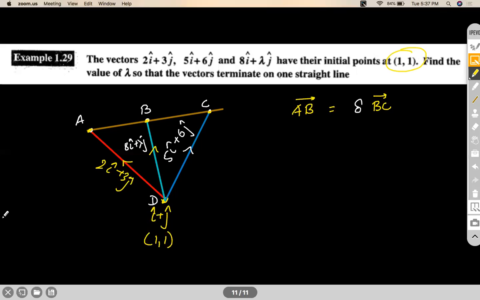Got it, Anjali? The question is there are three vectors, all of them starting from an initial point (1, 1). Sir, how can they all start from the same point? Don't they have different directions? Oh, okay. The starting point can be brought to be the same. Yes. Okay, the answer is yes, correct. Aditya is correct. No, Siddharth, that's not correct.